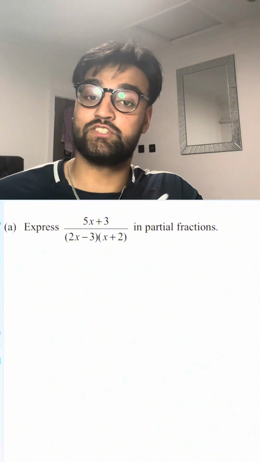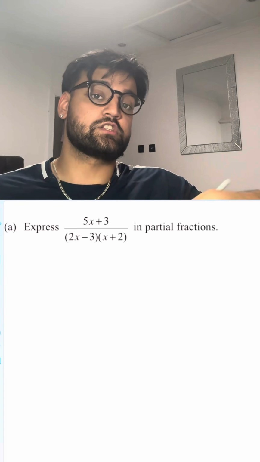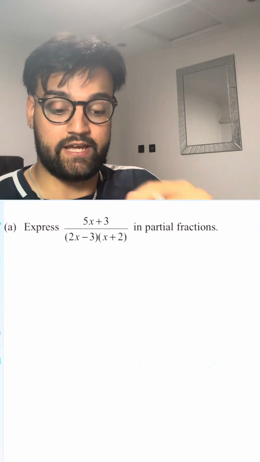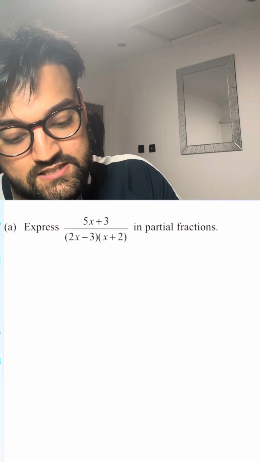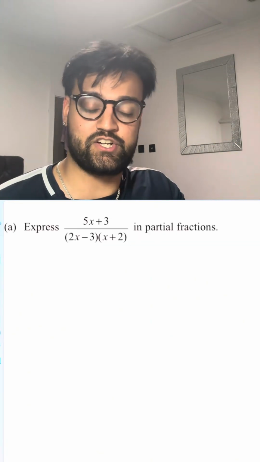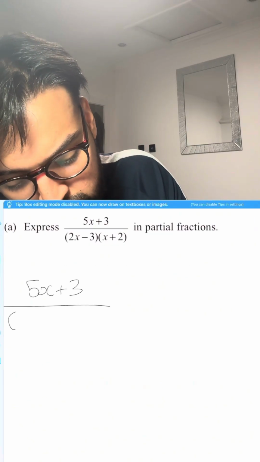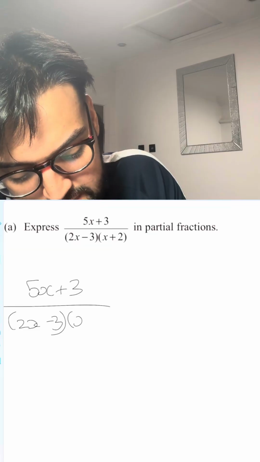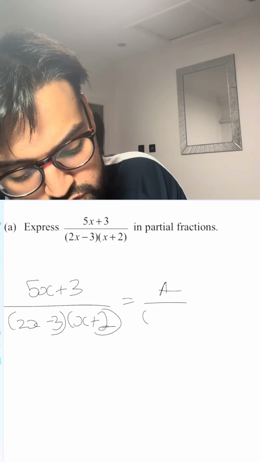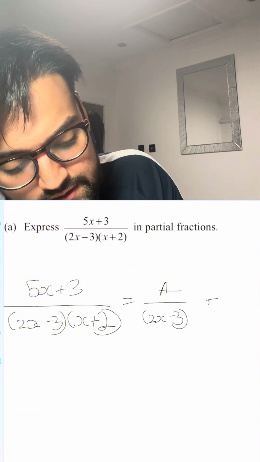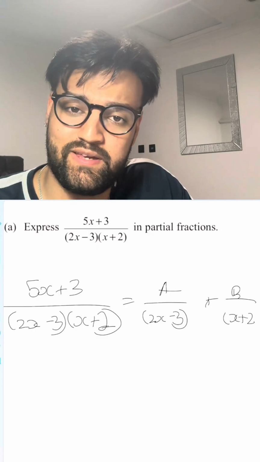In year 7, you learn that to be able to add fractions, you need to have the same denominator and then you can add the numerators. We're just going to work backwards. This function here, 5x plus 3 over 2x minus 3 times x plus 2, can actually be represented as some sort of combination of fractions. Essentially, we're saying this can be represented as a over 2x minus 3 plus b over x plus 2. And all we need to do is figure out what a and b are.